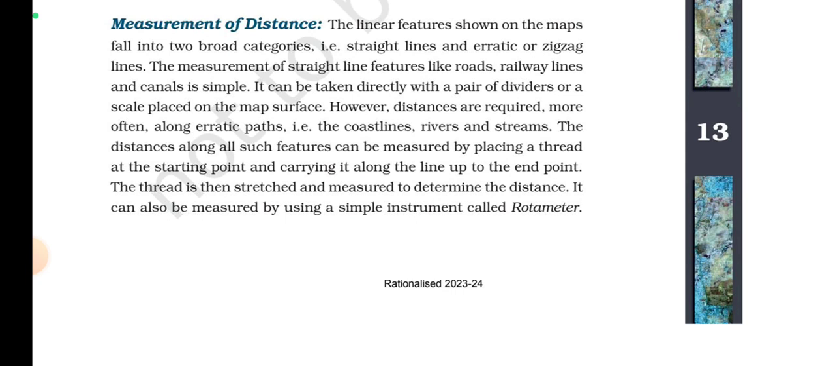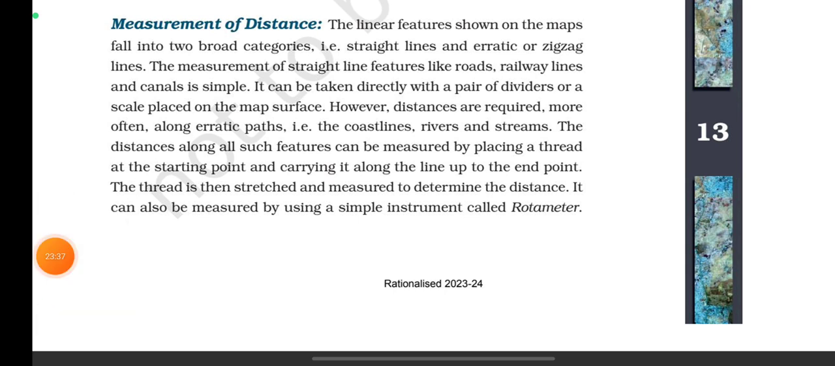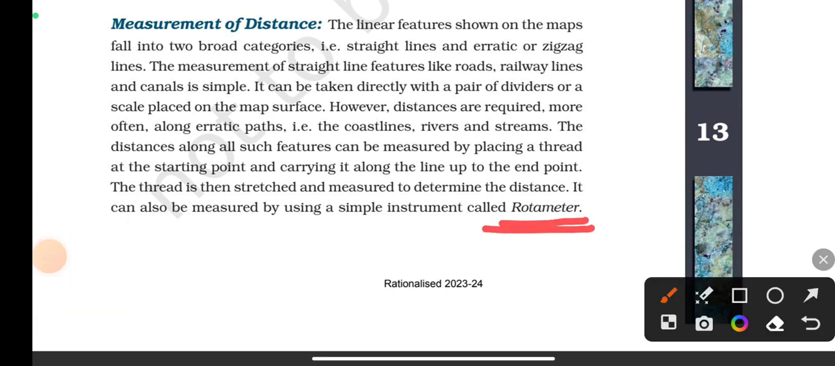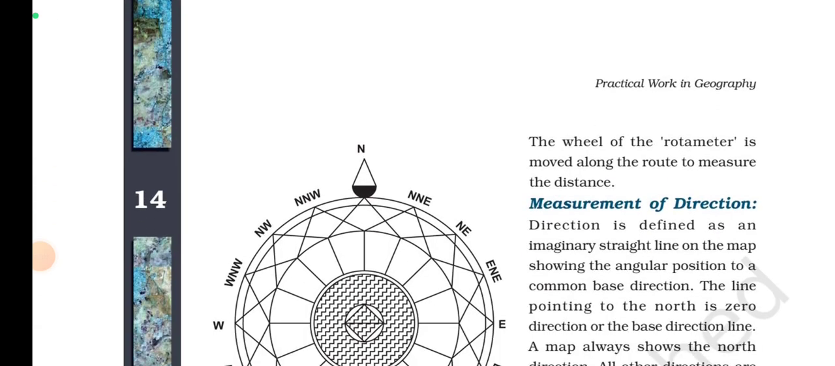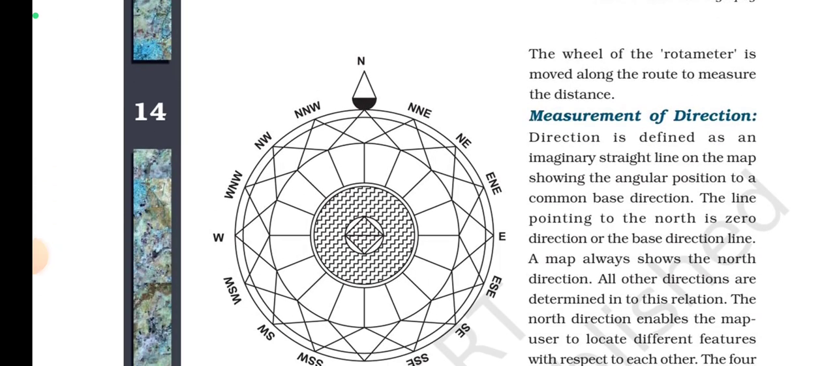However, distances are required more often along erratic paths like coastlines, rivers and streams. The distance along such features can be measured by placing a thread at a starting point and carrying it along the line up to the end point. The thread is then stretched and measured to determine the distance. It can also be measured by using a simple instrument called rotameter. So remember this name, rotameter, used to measure the distance on a map. The wheel of the rotameter is moved along the route to measure the distance.